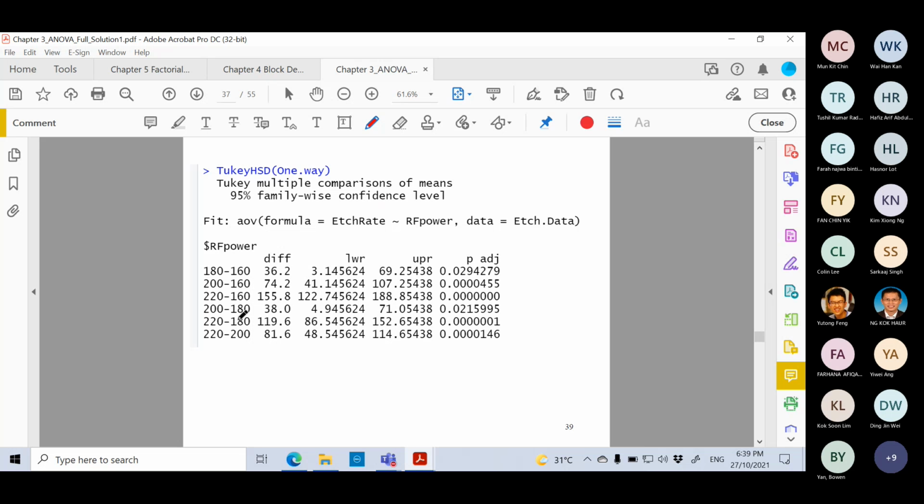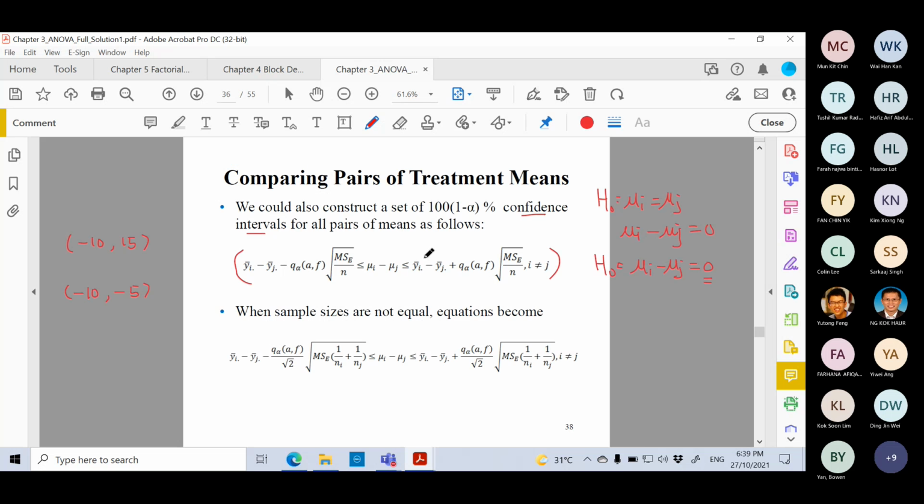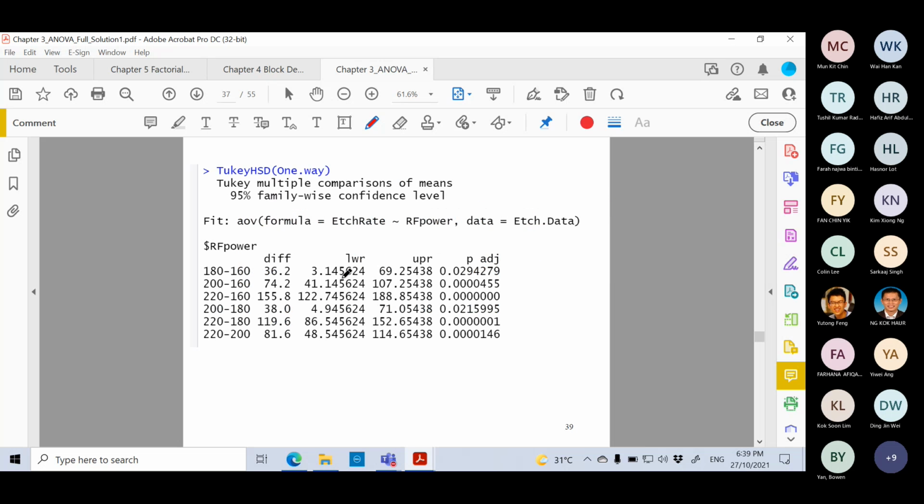Okay. But before we do the comparison, you can see that you use the mean for the 180 minus the mean for the 160, and you get the difference here. At the same time, they calculate the lower interval and the upper interval for you, so you do not need to do it manually using the formula. They will calculate the lower interval and the upper interval.